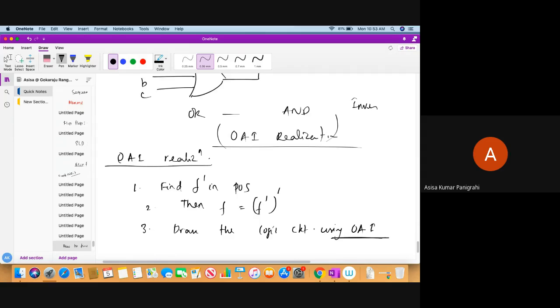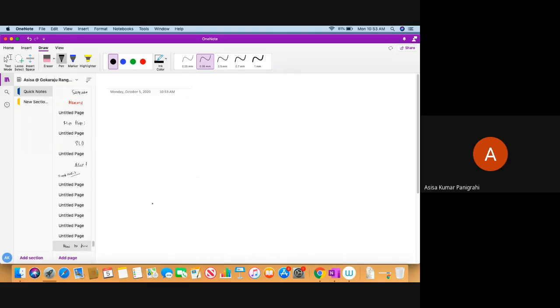Okay, do you all understand? These are my OAI realization steps. Any doubt on this? If there is no doubt, we'll go for the next part. Please let me know. Students, any doubt? Anybody has doubt, please let me know immediately. If there is no doubt, I'll go for the next part.